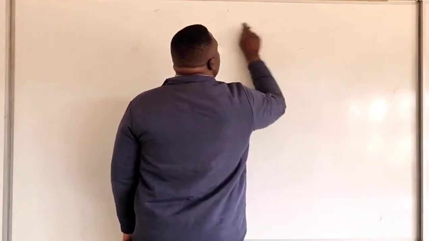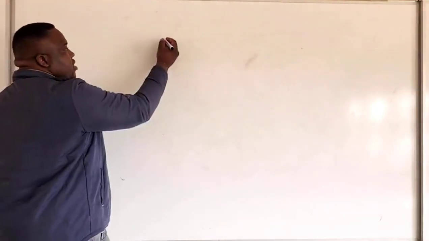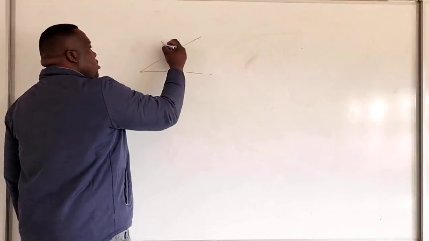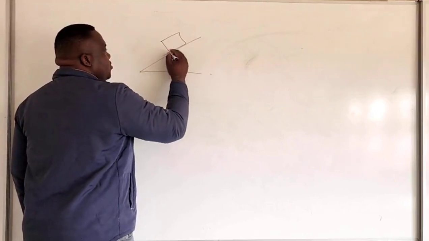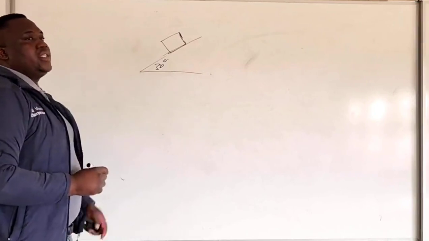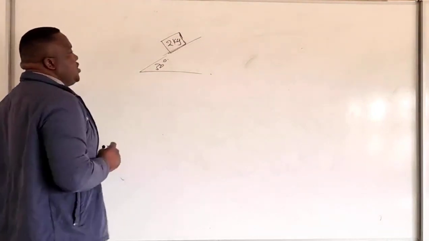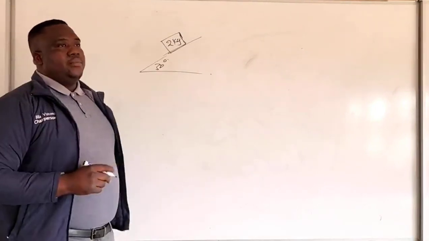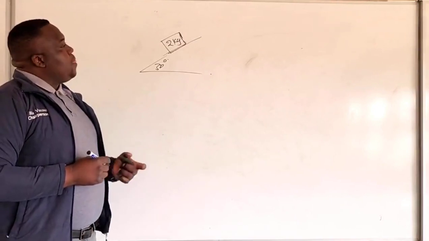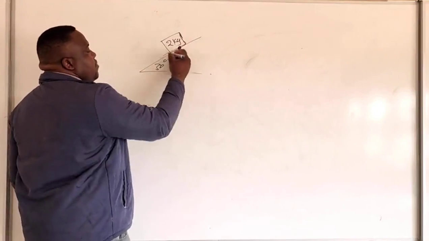We can try to do an example. Let's say we have an incline which is like that, and the box is on that incline. The incline is 80 degrees. The box is 2 kg. Calculate the parallel component of gravitational force. Okay, let me just draw them.